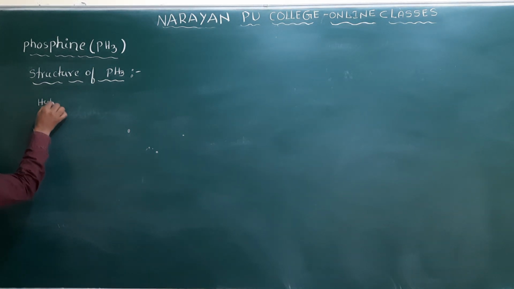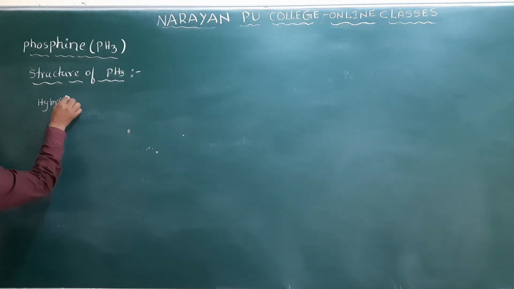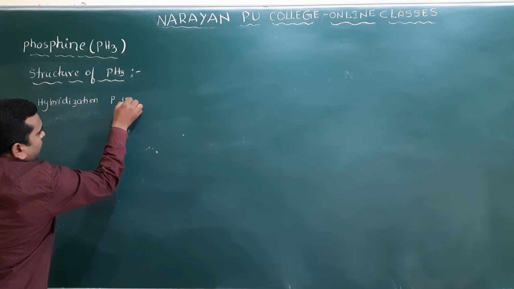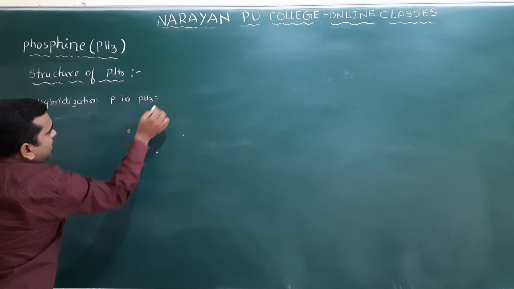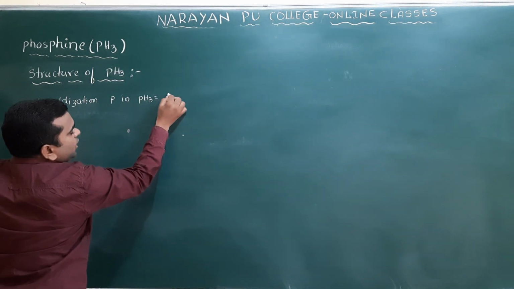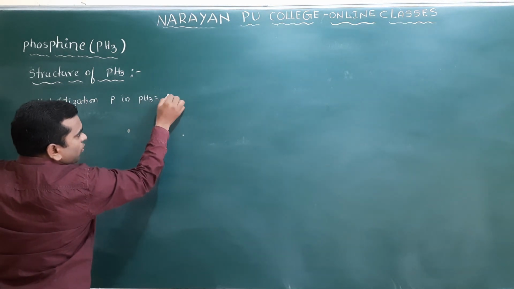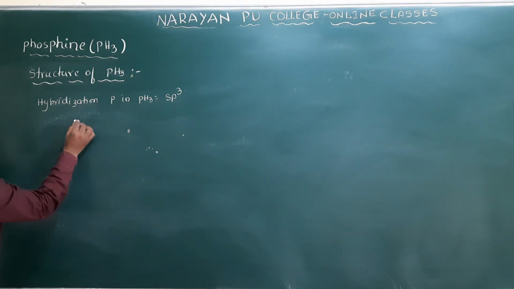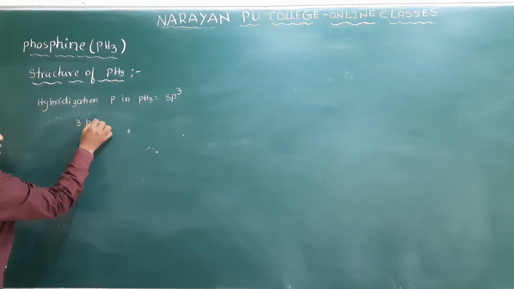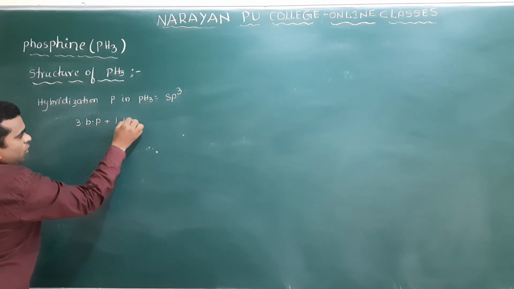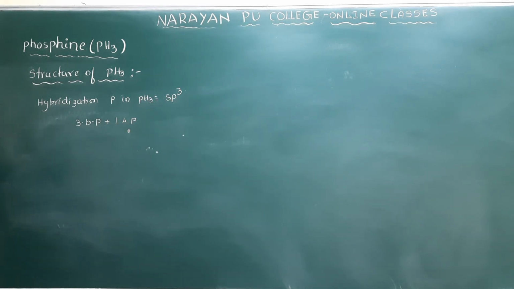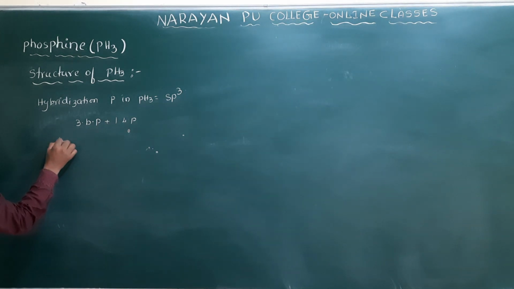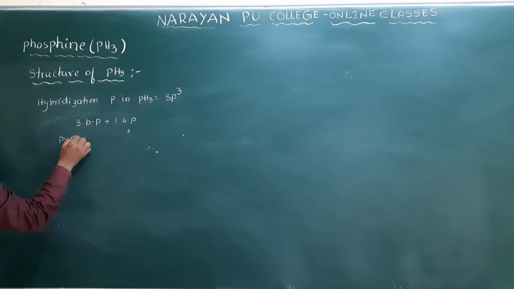You know the hybridization of phosphorus in PH3. What is the hybridization? Three bond pairs plus one lone pair, 3 plus 1 is 4, which means sp3. Clear? So how many bond pairs are there here? There are 3 bond pairs plus 1 lone pair. So that's why hybridization is sp3. With 3 bond pairs and 1 lone pair, what is the shape here? The shape of the molecule is pyramidal.